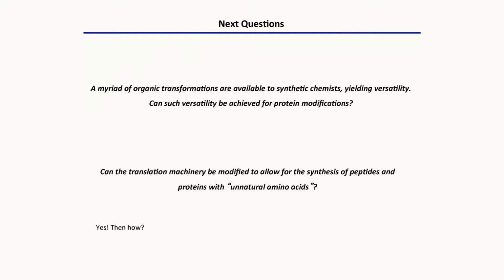And then thinking about this further, can we use the translation machinery? Is it possible to modify the translation machinery to allow us to make peptides or proteins that have unnatural amino acids? So amino acids or moieties that are not the canonical ones. And can we do this in cells? Can we do this in a test tube? And if we can, what does that provide us with in terms of possibilities? So the answer is yes. And we're going to focus on the how, and strengths and limitations, in our discussions of this machinery here.